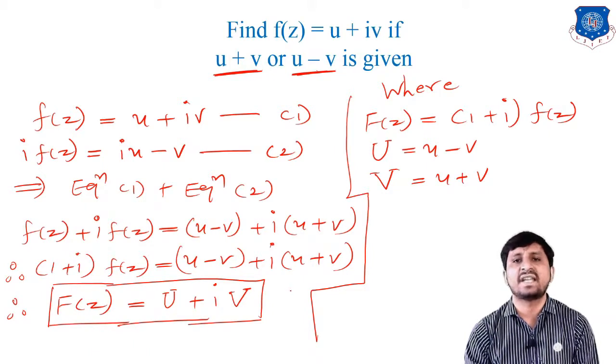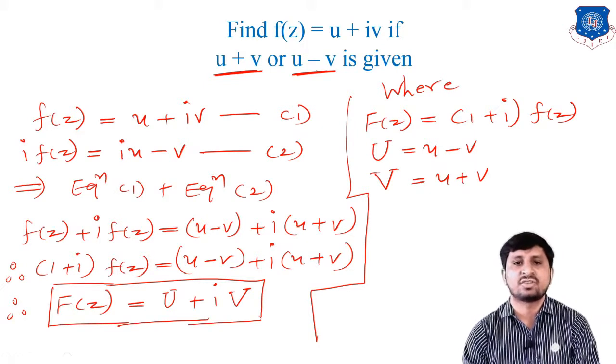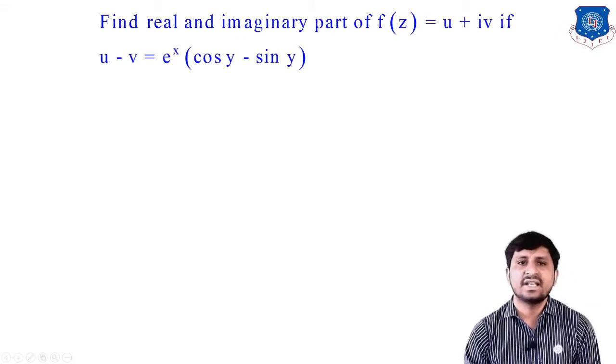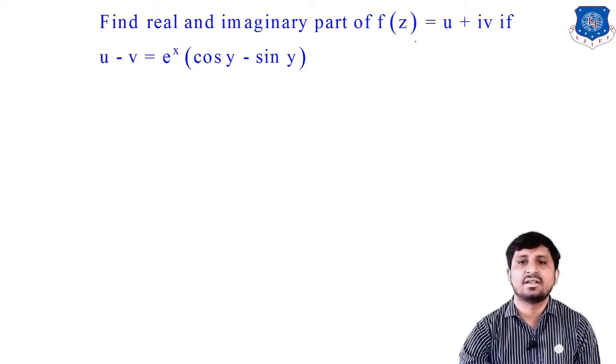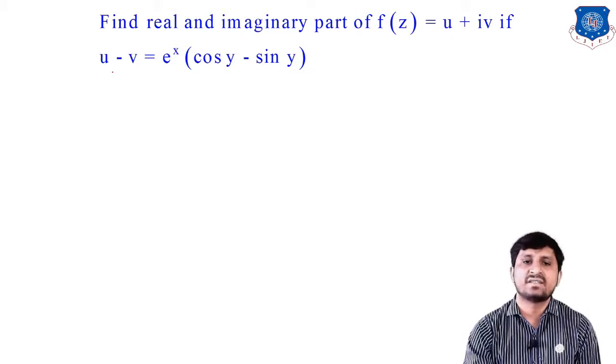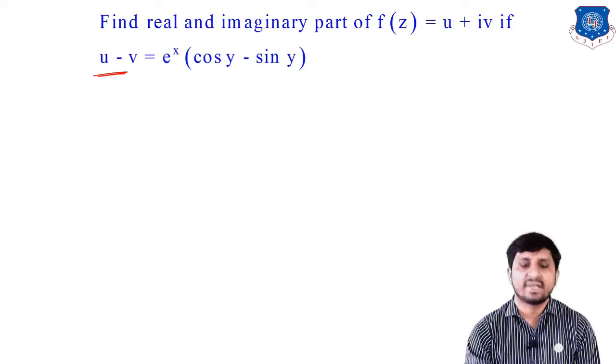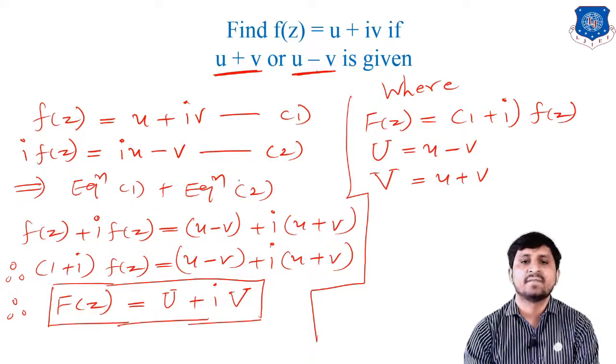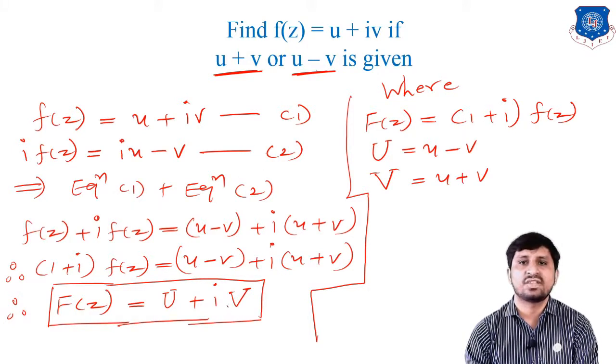In each and every example of this type, you have to write down all these steps. So please try to remember. Let's solve an example related to this topic. Here I want to find the real and imaginary part of f of z if u minus v is given as e raised to x into cos y minus sin y. So write down all this procedure. You have to write down all this procedure once again in your examination, right?